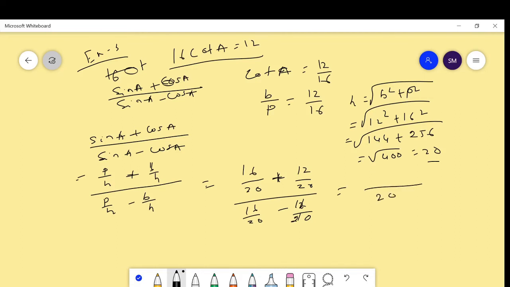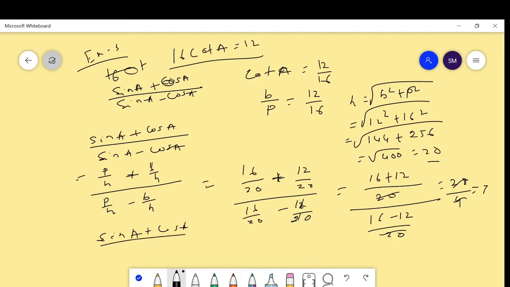Then here 20 is the LCM. This is 16 plus 12 upon 16 minus 12 upon 20. 20, 20 cancel. 16 plus 12 is 28 upon 4, cancel, we get 7. Here we come to the conclusion that sin A plus cos A upon sin A minus cos A is equal to 7.